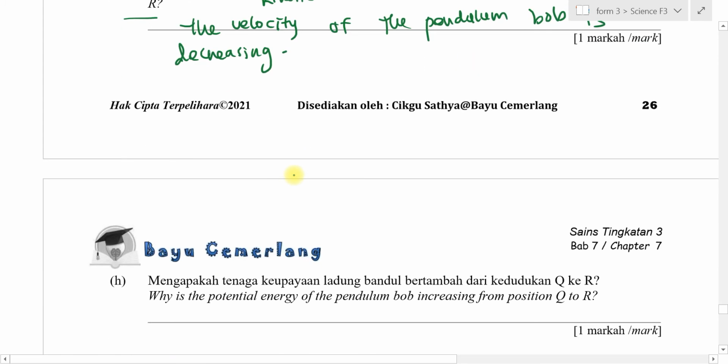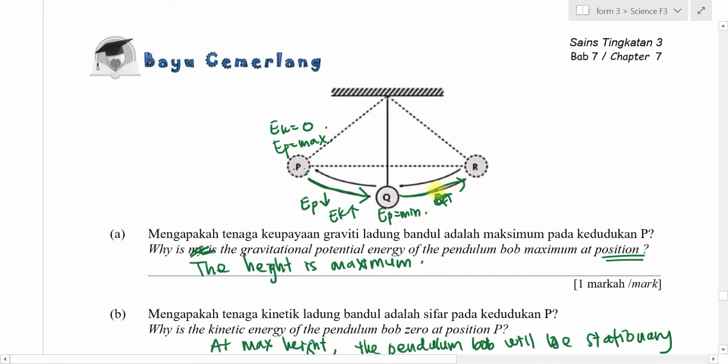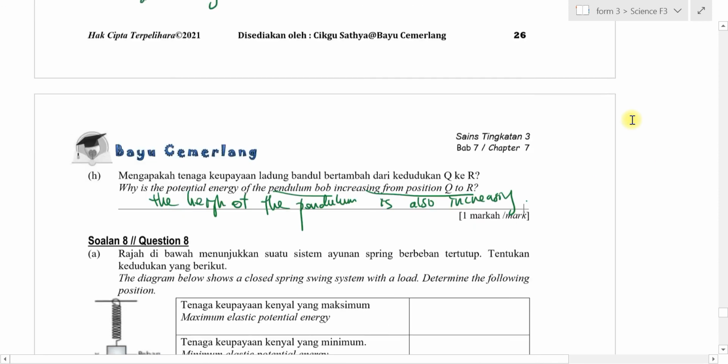Okay. And finally, why is the potential energy of the pendulum bob increasing from Q to R? Can you see? From Q to R, height dia semakin bertambah. Okay, the ketinggian semakin bertambah, maka dia punya gravitational potential energy also increases. Okay, because the height is increasing. Because the height of the pendulum bob is also increasing. Okay, very quickly we can solve this.